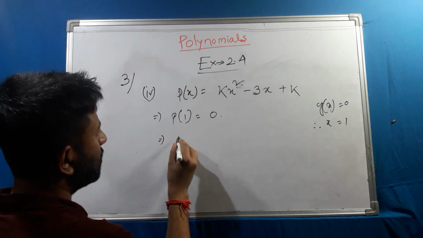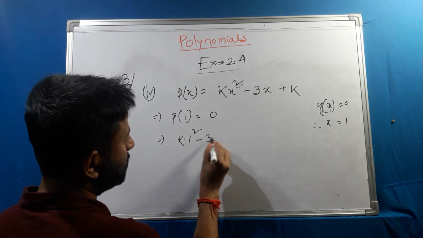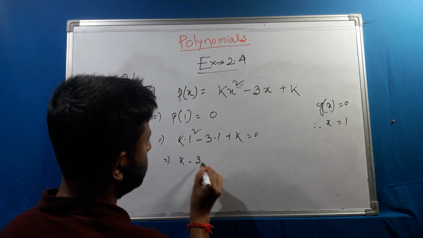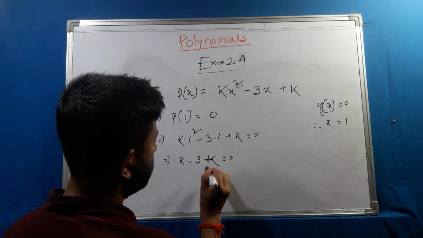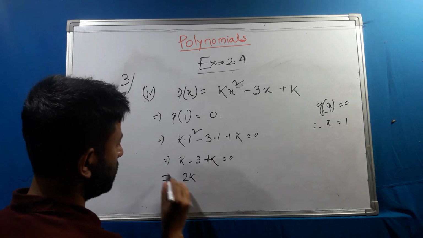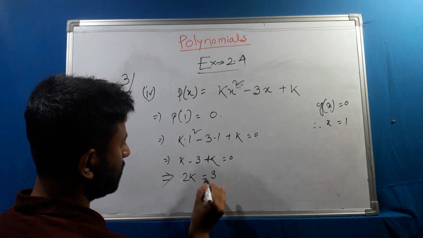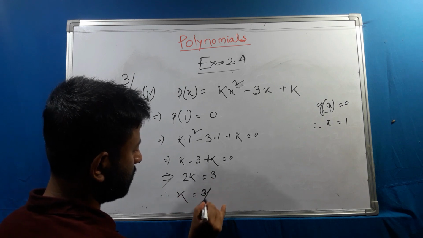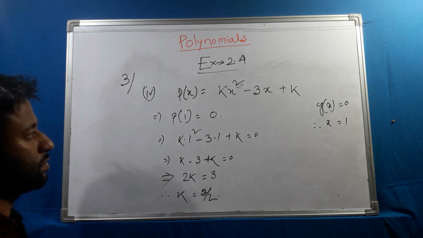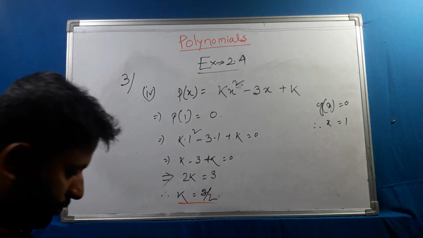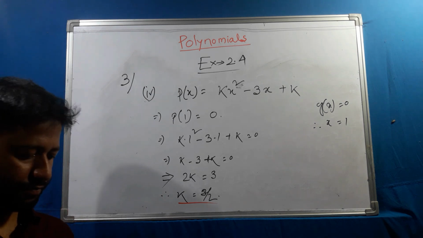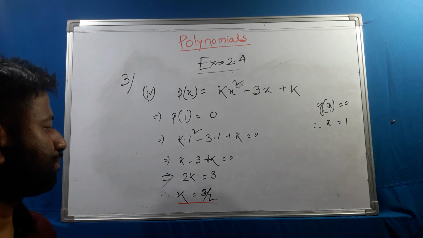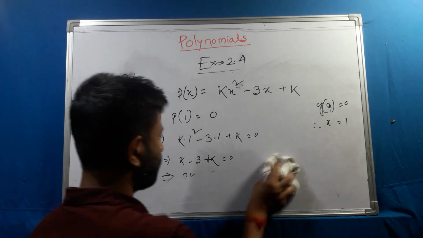इसका मतलब ये है k into 1² minus 3 into 1 plus k equal to 0. That is k minus 3 plus k equal to 0. So 2k equal to 3, so k equal to 3/2. So this is the answer. Okay, just pause the video and write it.